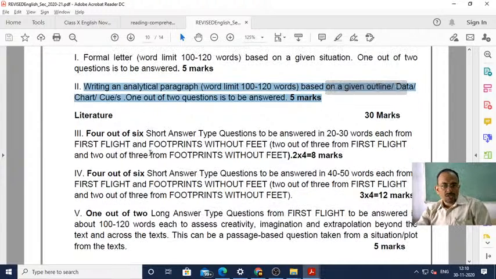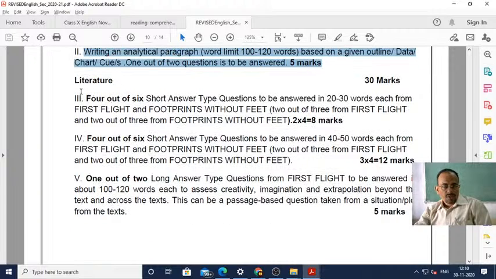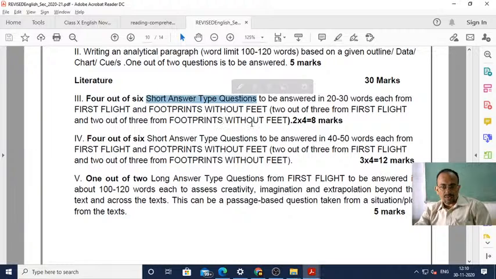Okay, next, dear students, let's move on to the literature part. So the literature part, as you can see here in front of you, 4 out of 6 short answer type questions, like you got this time, no? Likewise 2 into 4, 8. So there will be 6 questions, out of which you have got to answer 4 questions of 2 marks each, so 8 marks. First question of literature.